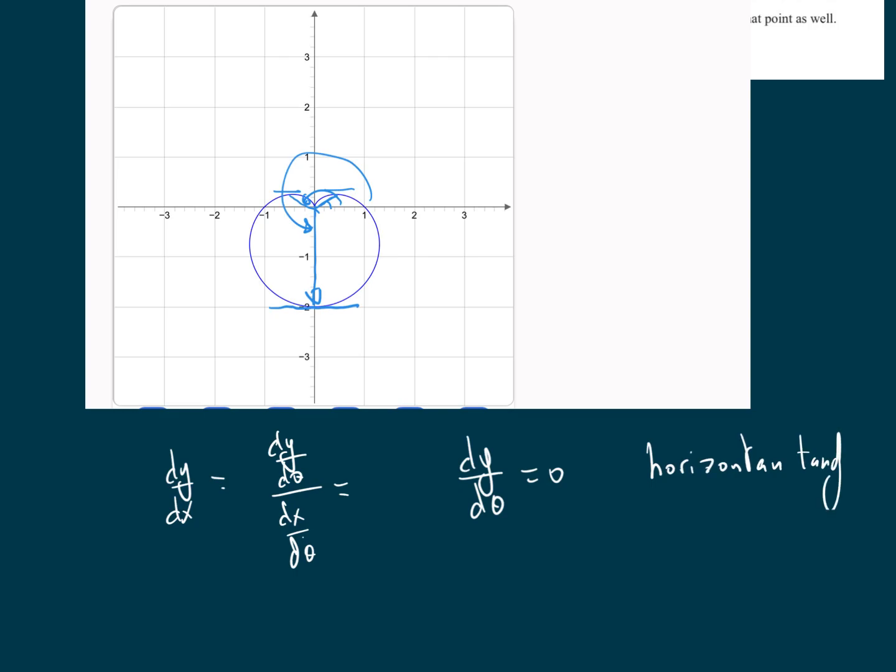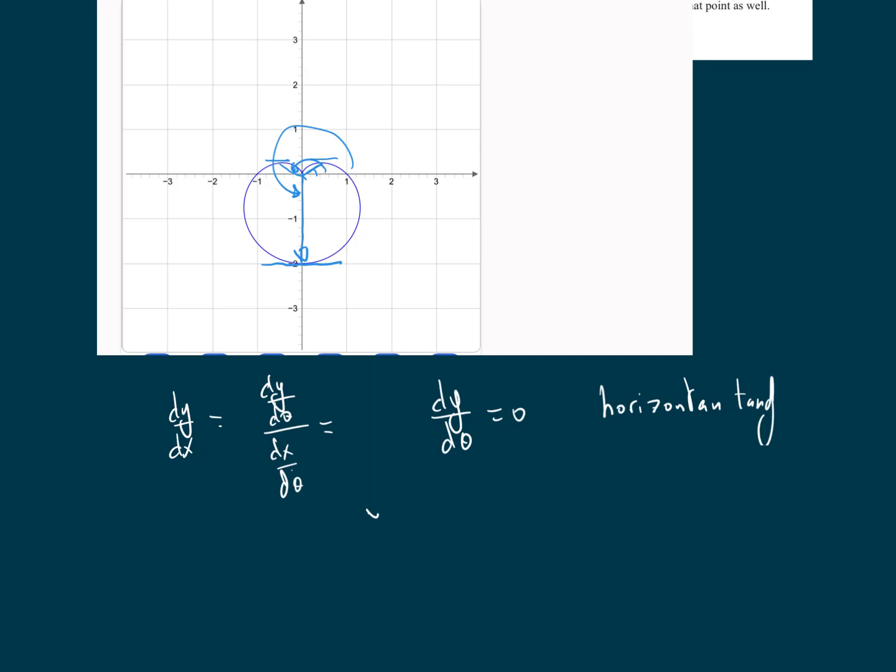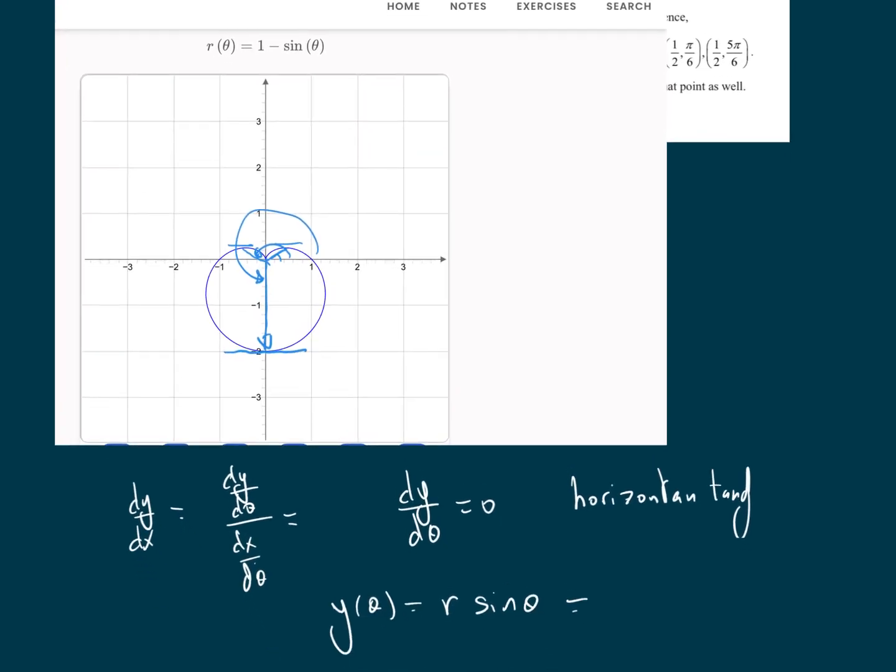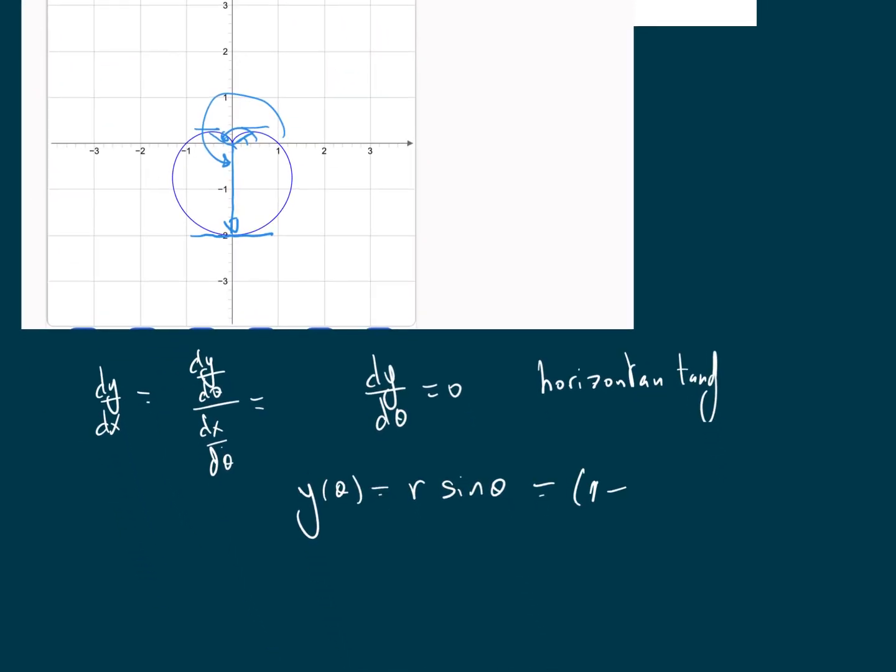Okay, let's find y. y of theta is r sine of theta. But r of theta is 1 minus sine of theta, so y is 1 minus sine of theta multiplied by sine of theta. This is y, which depends only on theta. So y of theta is equal to sine of theta minus sine squared of theta.